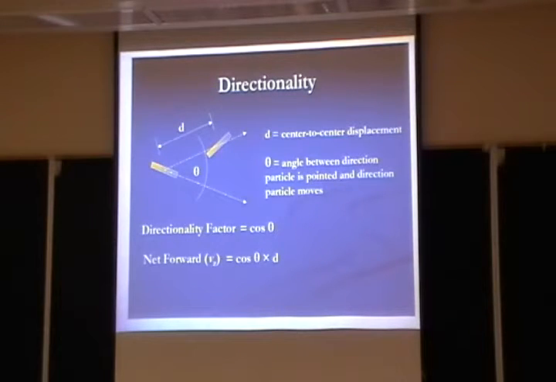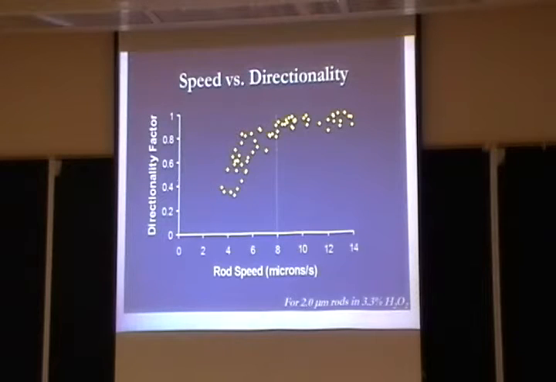Cosine theta is 0. If it keeps moving in the same direction, cosine theta is 1. So the directionality should be as close to 1 as possible for it to be useful. And the forward velocity is then simply the center-to-center displacement times the directionality. Now you have to define over what time interval, because at the end of the day, at long enough time intervals, they're all random. So I guess that's about a second or so.